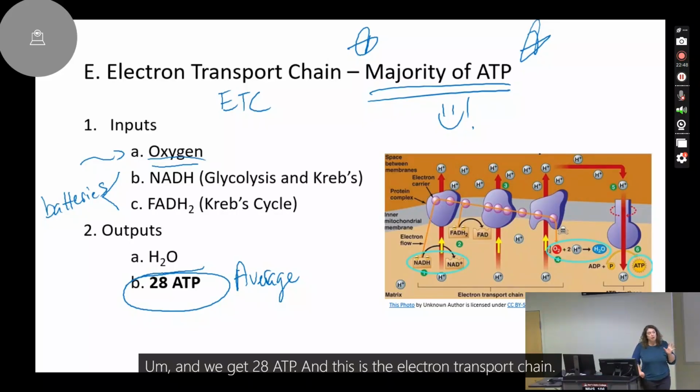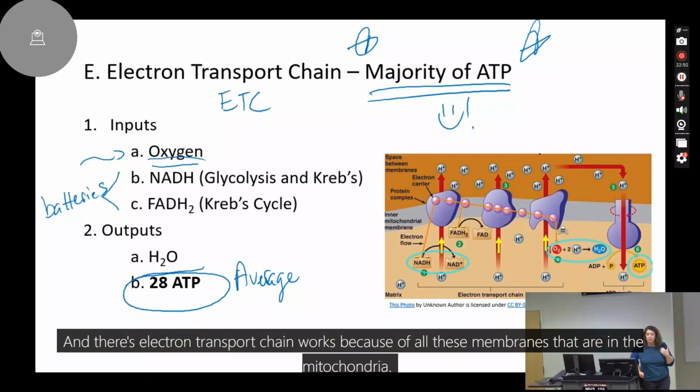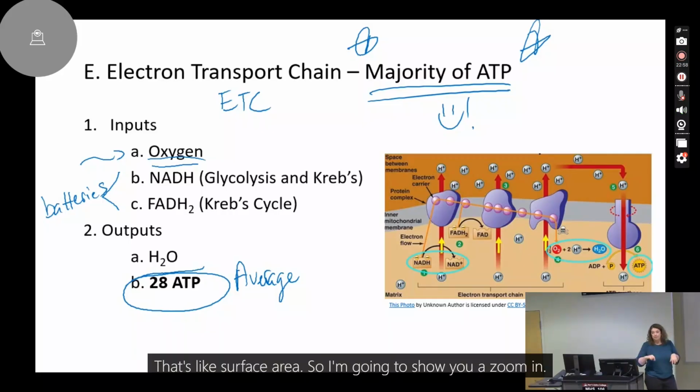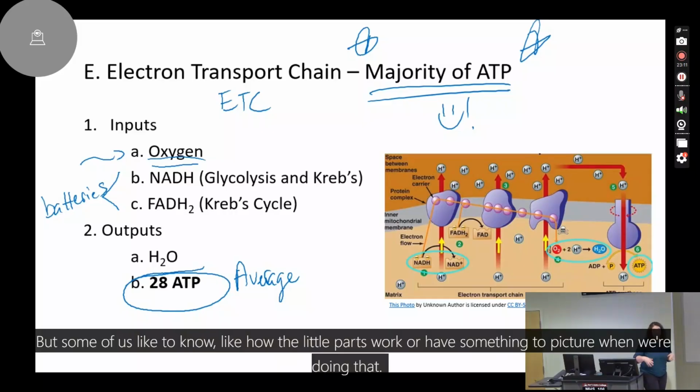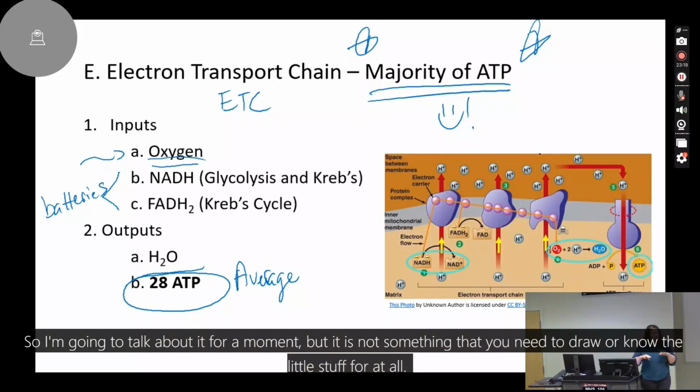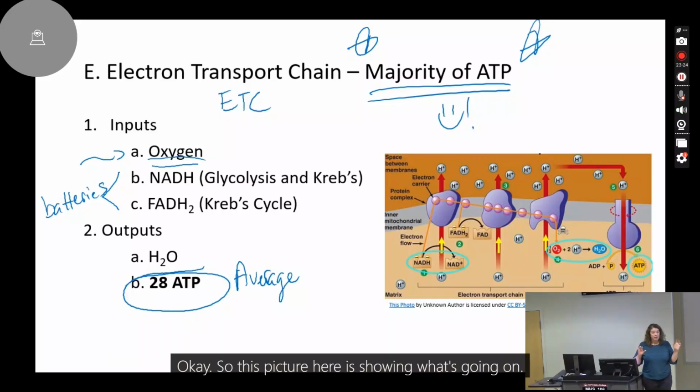And this is the electron transport chain. This electron transport chain works because of all these membranes that are in the mitochondria. That's like surface area. So I'm going to show you a zoom in, kind of like this picture here, bigger. You don't need to know it, but some of us like to know how the little parts work or have something to picture. So I'm going to talk about it for a moment, but it is not something that you need to draw or know the little steps for at all, okay?